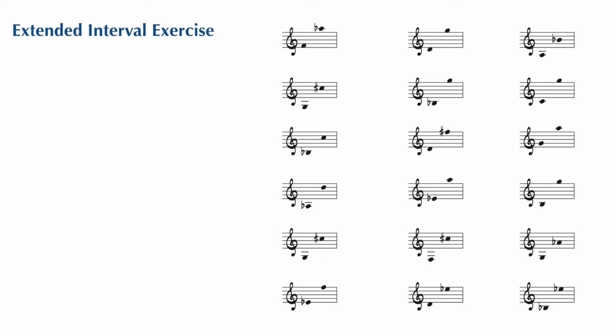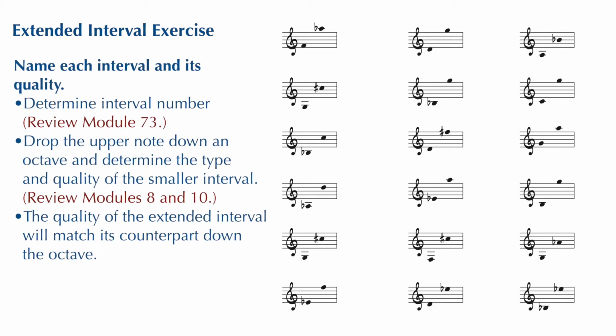On page 183, we have this extended interval quality exercise. Your job is to name these extended intervals. Make sure you include the interval quality, your major, minor, perfect, augmented, or diminished. Step 1 is to figure out the interval number, your 9th, 10th, 11th, 12th, or 13th. If you have problems doing that, you should review Module 73. Step 2 is to drop the highest note of the interval down an octave. Then use the dropped note to help determine the quality of the extended interval, as I showed you on page 181. And if you're rusty on your major, minor, perfect, augmented, and diminished intervals, review Modules 8 and 10.